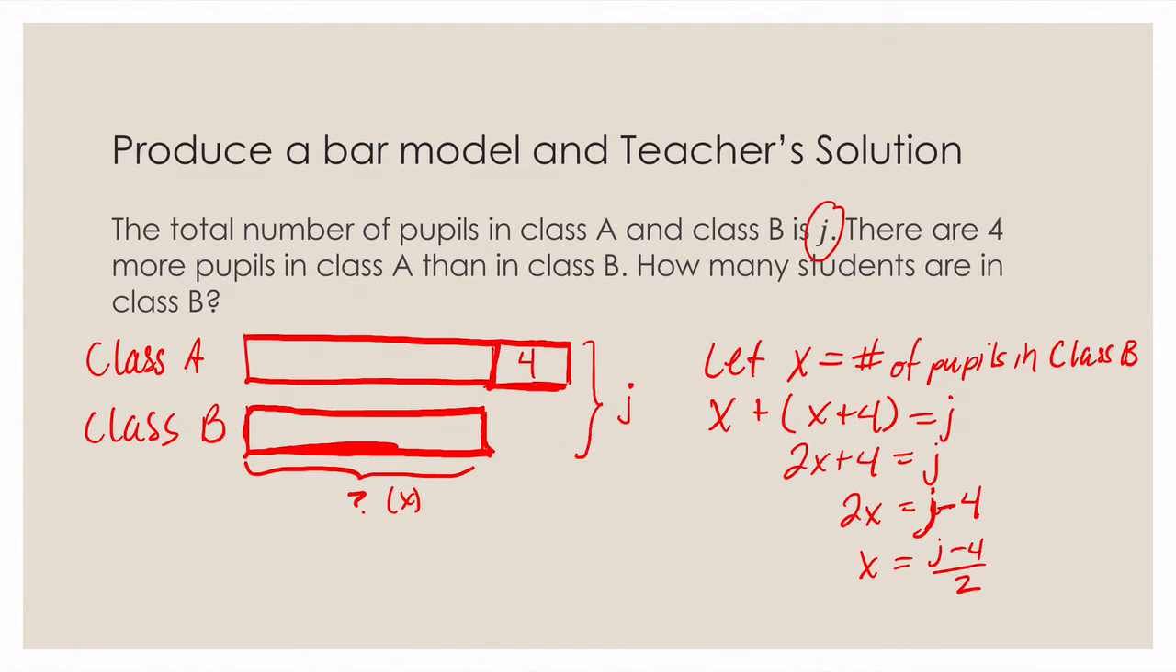Now notice that in our learning outcome it said that our answers will be expressions. So that's as much as I can say about the number of pupils in Class B. You take the total number of students, subtract 4, divide by 2. And that's what we're going to do here in our answer. There are (J minus 4) over 2 pupils in Class B.